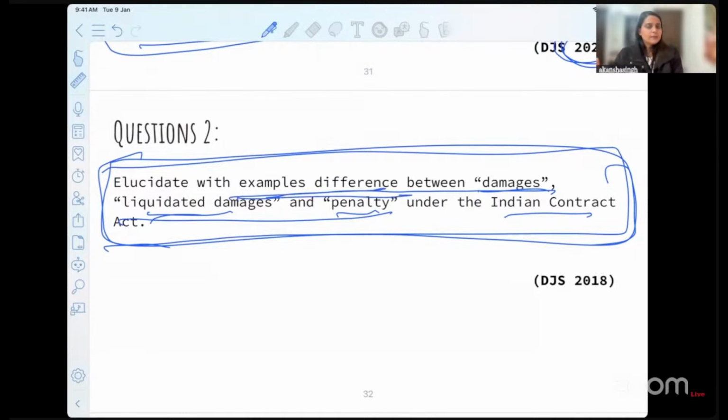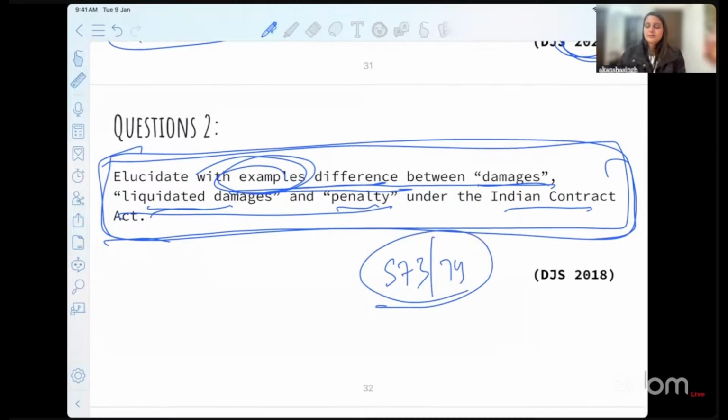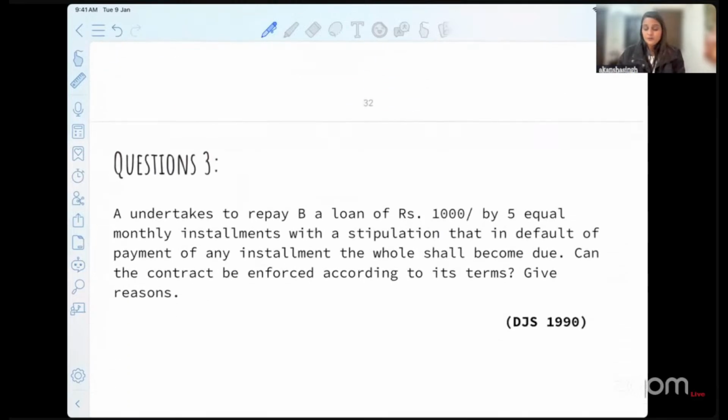So you can just remember the name of the case law that I've given you. You need not write the case law. You can just write down the examples or illustration on the basis of it. Or even easier, you can refer to the illustration of section 73 and 74. Good amount of illustrations are present in both the provisions.